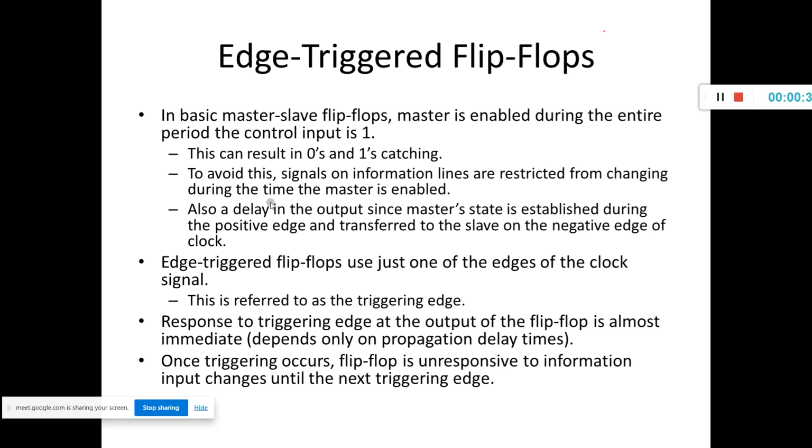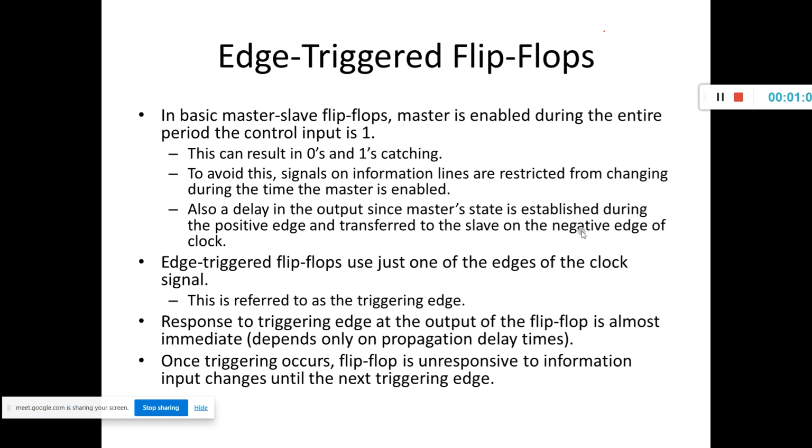That is, whenever the level is 1, the content of the master is changed. Okay, so the master is enabled whenever the clock signal is 1. The content of the master is transferred to the slave whenever the control signal goes from 1 to 0. 1 to 0 means negative edge. Edge triggered flip-flops use just one of the edges of the signal. This is referred to as the triggering edge.